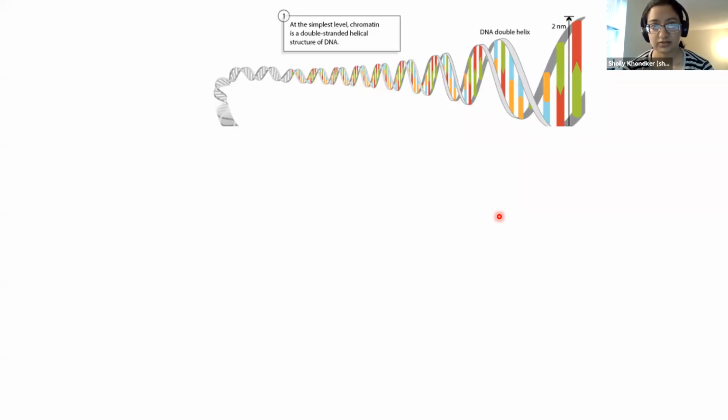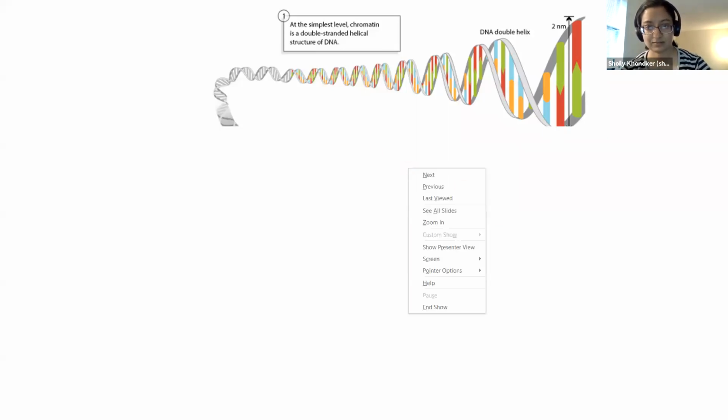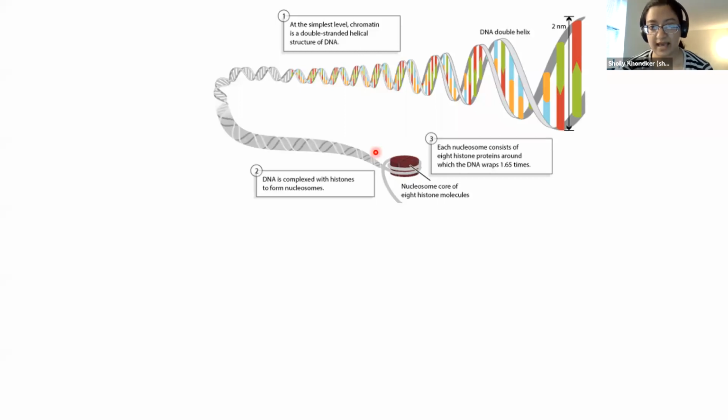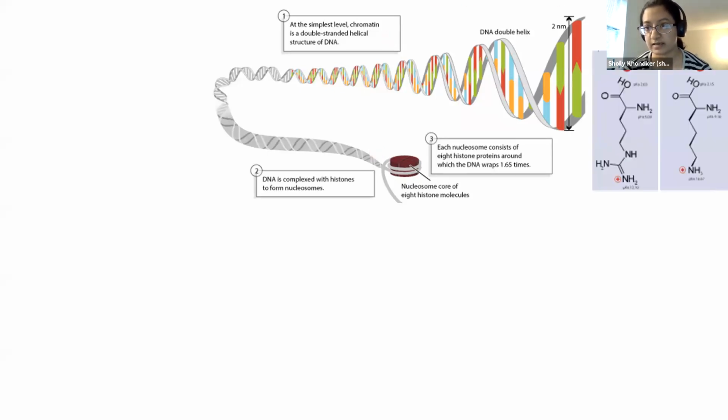The double-stranded helix of DNA is wrapped around proteins known as histones. Histones are rich in lysine and arginine amino acids. Some of you may remember from last week, arginine and lysine are both positively charged amino acids. DNA is negatively charged, so the difference in charge contributes to the complex formation between DNA and histones.